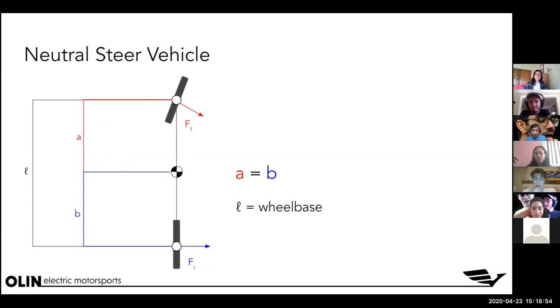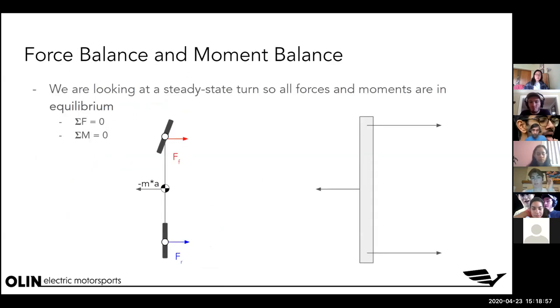Okay. So what we're going to do now is look at the force balance and the moment balance for this neutral steer vehicle. And like I said before, we're looking at a steady state turn. And steady state means that everything is in equilibrium. That means our forces are all in equilibrium, so our car is not accelerating in any direction, and our moments are in equilibrium. Now, is everybody familiar with what a moment is? Or a torque? These two words are used interchangeably. Can I get thumbs ups in the reactions? And if you are unclear, I'll just give a quick synopsis either way.